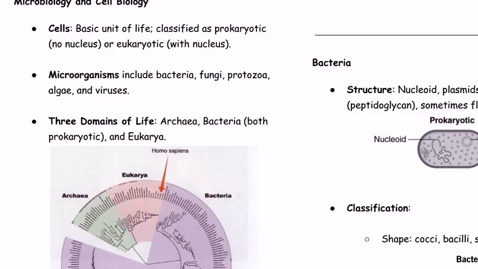So let's come to this next part where we're talking about microbiology and cell biology. So cells are the basic unit of life. Let's just go ahead and highlight that. Everything alive is built from cells. There's two types of cells. Prokaryotic cells, and these are the ones where they don't have a nucleus, or the nucleus is kind of free floating, and eukaryotic cells, which do have a true nucleus. So pro means no, eu means true.